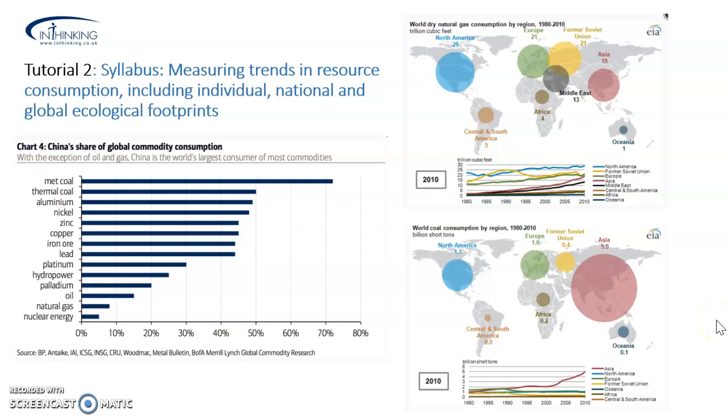So in this tutorial, we're going to look at measuring trends in resource consumption, including individual, national, and global ecological footprints. The first thing is that I think we're all aware that we are consuming resources at an incredible rate. Some statistics tell us that in the last 30 to 40 years, we've consumed more than a third of the world's resources.